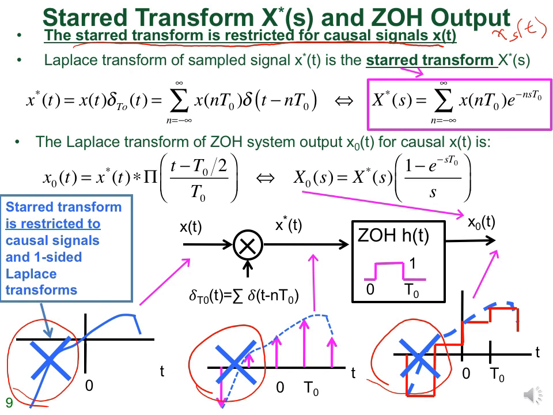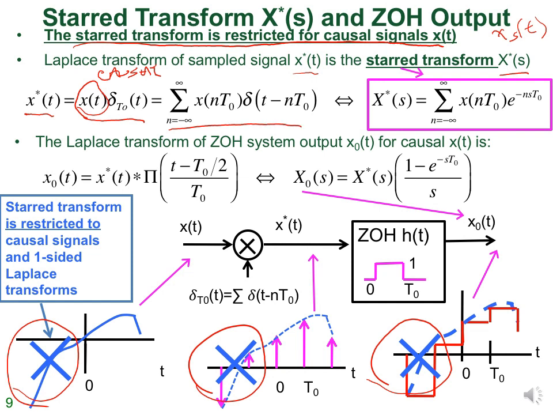And so the Laplace transform of that sampled signal, which is x star of t, is now the starred transform x star of s. And so we can consider this the starred transform or sampled signal in time, and taking the Laplace transform of the signal, which is just the continuous signal times the impulse train, again with the restriction that this is causal. So it only exists for t greater than or equal to 0, which now is just the sum of that signal times the impulse train.